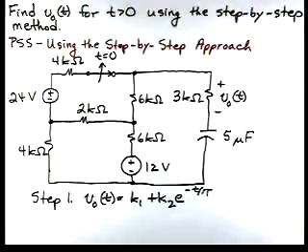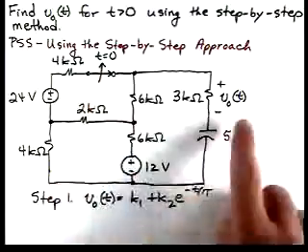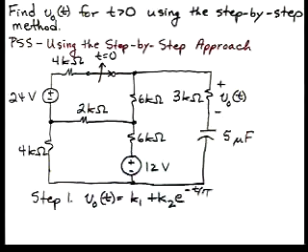In this problem, we're going to find V0 of t for t greater than 0 using the step-by-step method. We're going to utilize the problem-solving strategy entitled Using the Step-by-Step Approach. We have a first-order circuit with a single capacitor. We're going to open the switch, and we want to calculate the voltage V0 of t.